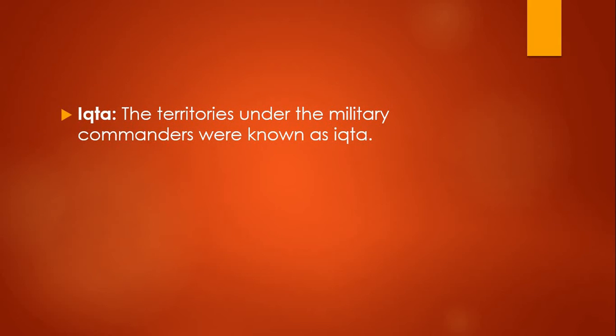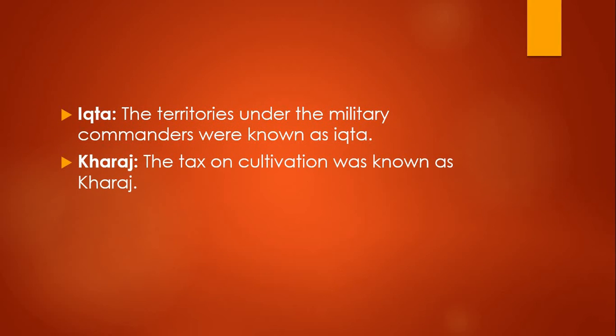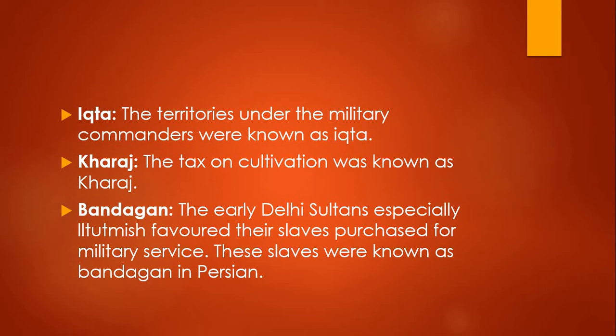Ikta. The territories under the military commander were known as Ikta. Kharaj. The tax on cultivation. Bandagan. The early Delhi Sultans, especially Iltutmish, favored their slaves purchased for military services. These slaves were known as Bandagan in Persian language.